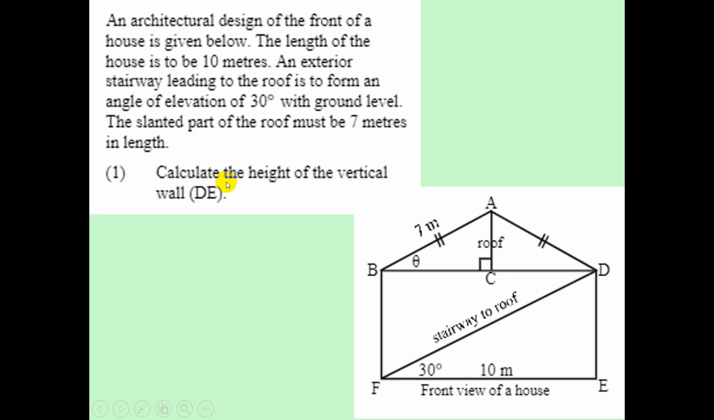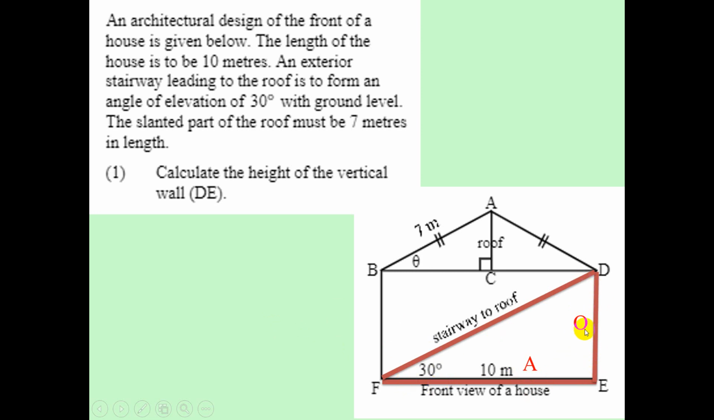And the first question is to calculate the height of the vertical wall. So they want us to find DE. If we quickly zoom into this triangle that has DE, let us look at what is given. We have 10 meters and we have an angle. And they want us to find DE. So from the angle of 30 degrees, we want to find DE. DE is our opposite side. And 10, the given side, is the adjacent side in this marked triangle.